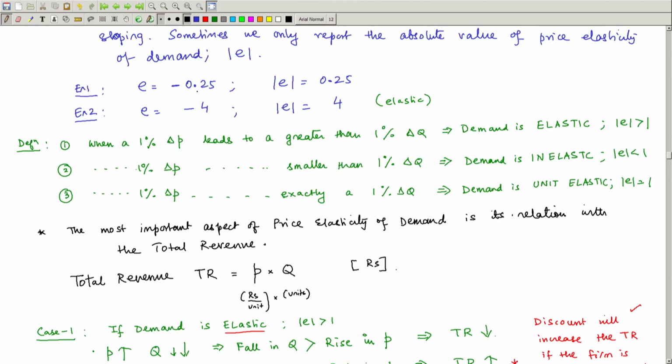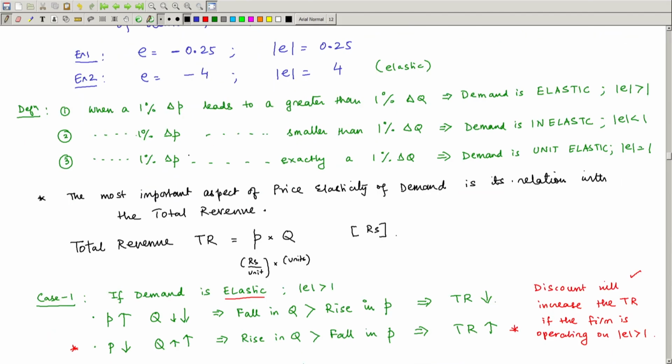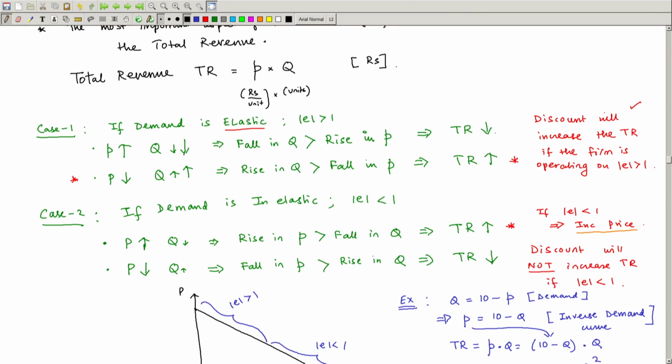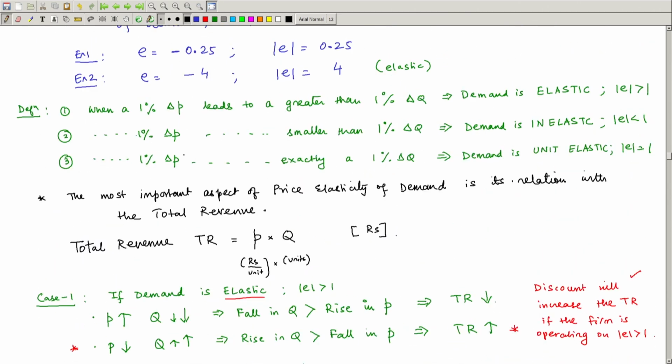Then we defined three important notions of elasticity. When a 1% change in price leads to a greater than 1% change in quantity demanded, we say demand is elastic. Demand is inelastic if the absolute value of E is less than 1: a 1% change in price leads to a smaller than 1% change in the quantity demanded. Similarly, when a 1% change in price exactly equals a 1% change in quantity demanded, we say demand is unit elastic, right? And why were we concerned about whether demand is elastic, inelastic or unit elastic?